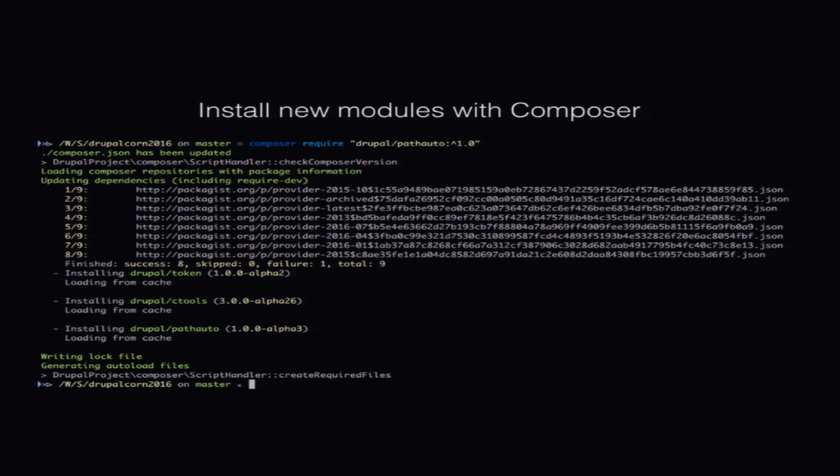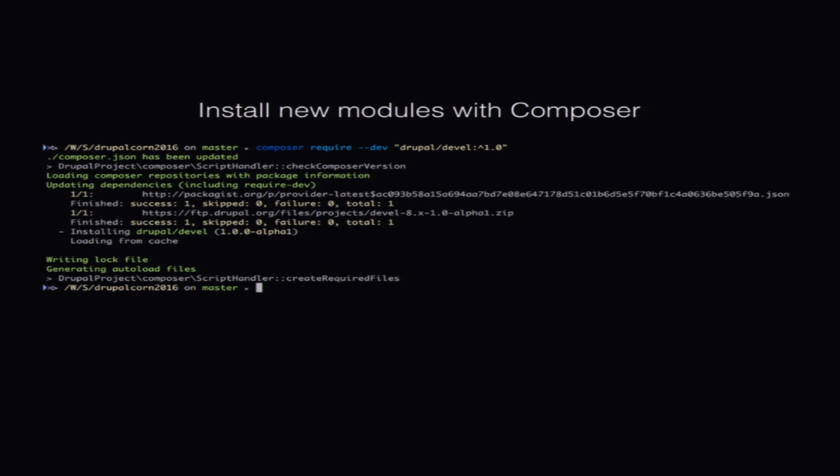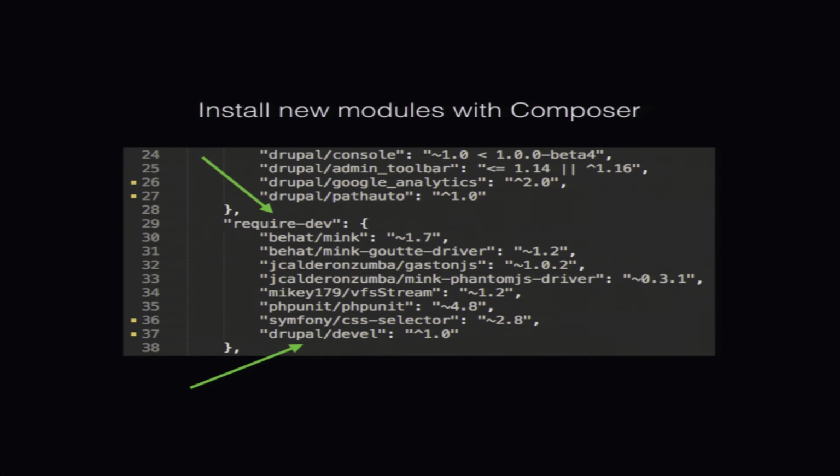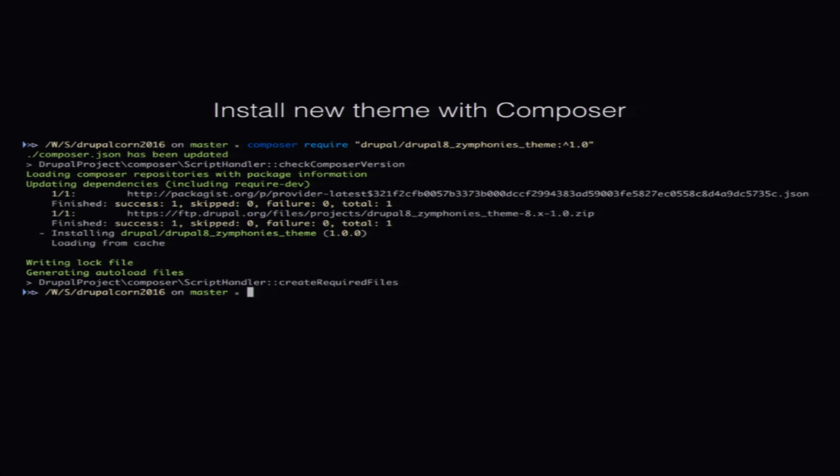So I'm going to install Pathauto once again. I like Pathauto. And I'm also going to install Devel. And this time I've used the --dev flag. That's how you make sure it goes into that require-dev section if you're doing things through the command line like this. So here we go, Devel gets put down there. That way it won't go onto production.